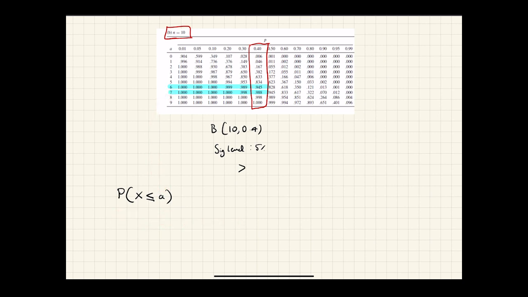So this is what the table is telling you, the probability that x is less than or equal to a. So I'll put that up here. So how can we use that? Let's take a look first at this second highlighted line. This tells us the probability that x is less than or equal to 7, and that probability is equal to 0.988.